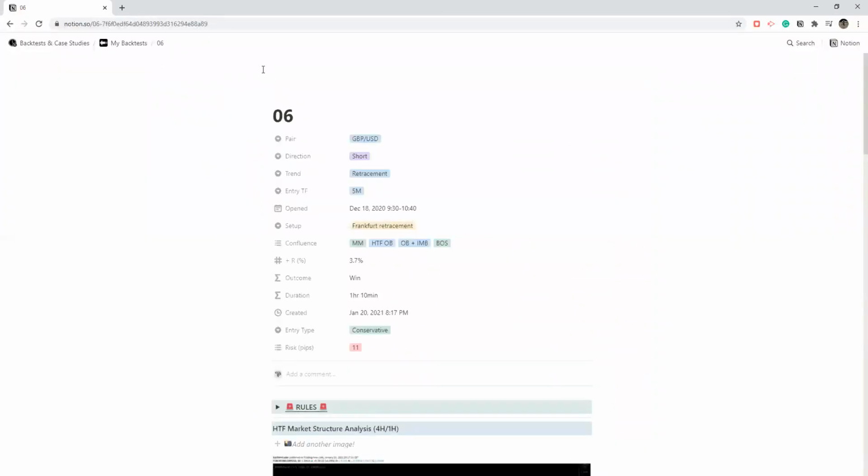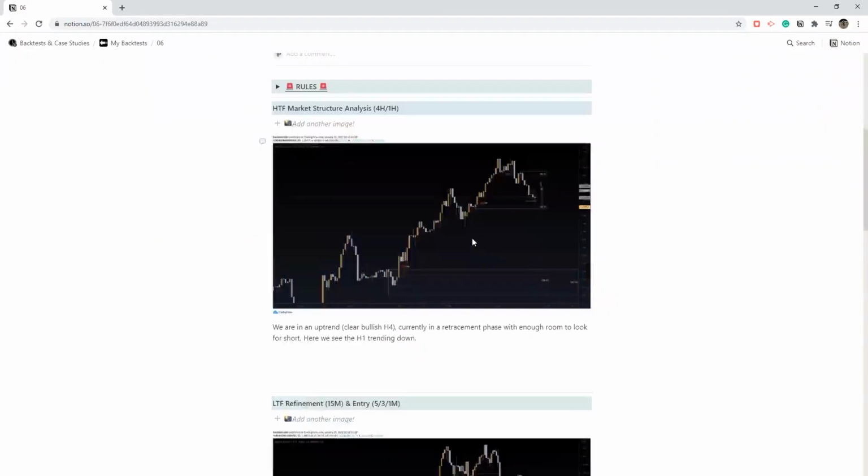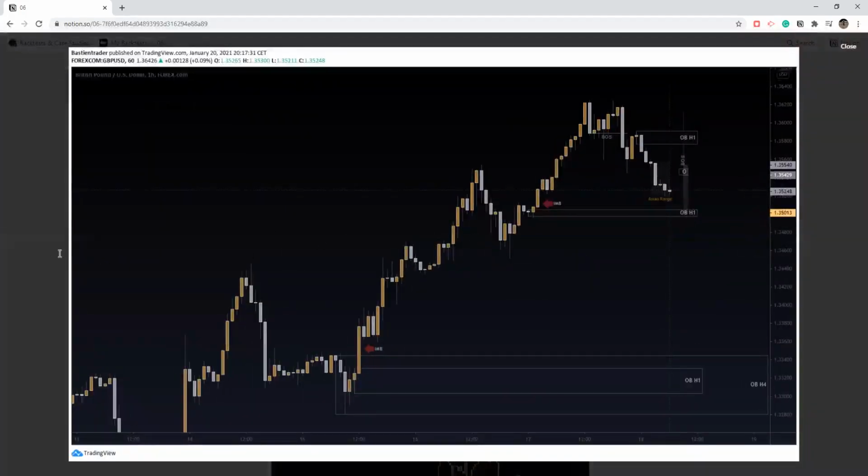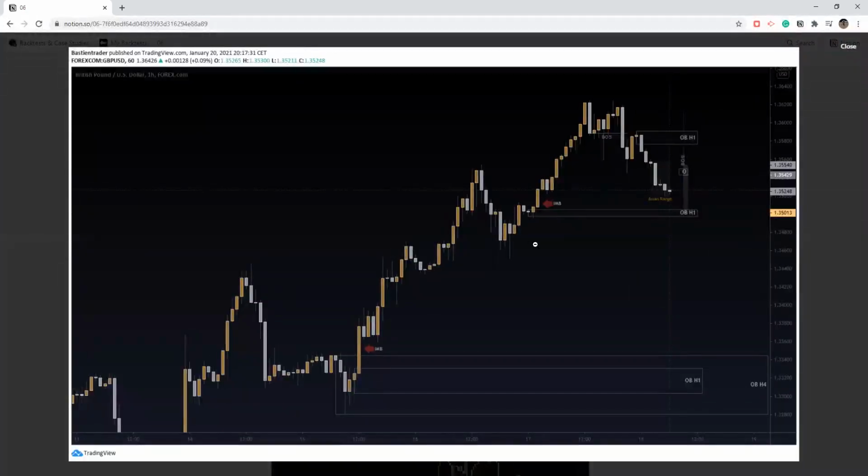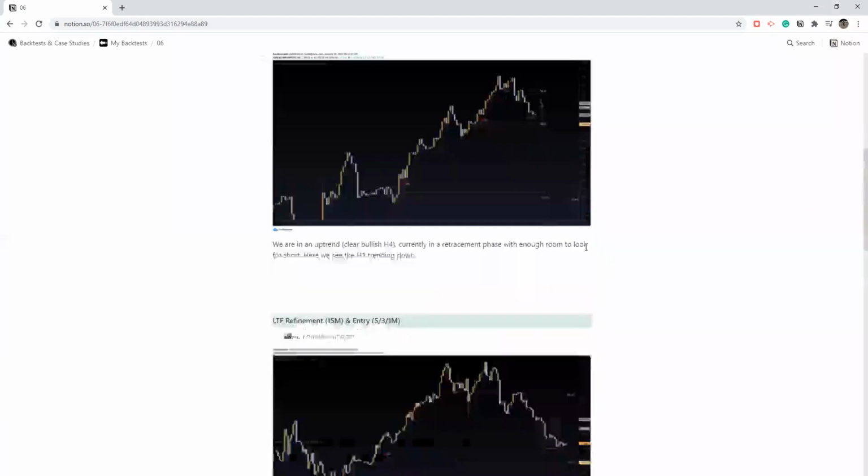Trade 6. Let's see. So we have, let me first check your notes. We were in an uptrend, clear bullish, checking the retracement phase. All right. So yes, right there we have imbalance and then a clear OB. The market pushed up and it's starting to change structure from the top: push, pullback. This is an OB because it broke structure to the downside. And you're looking for a pullback in order to take it into this OB. Let's see how this played out.